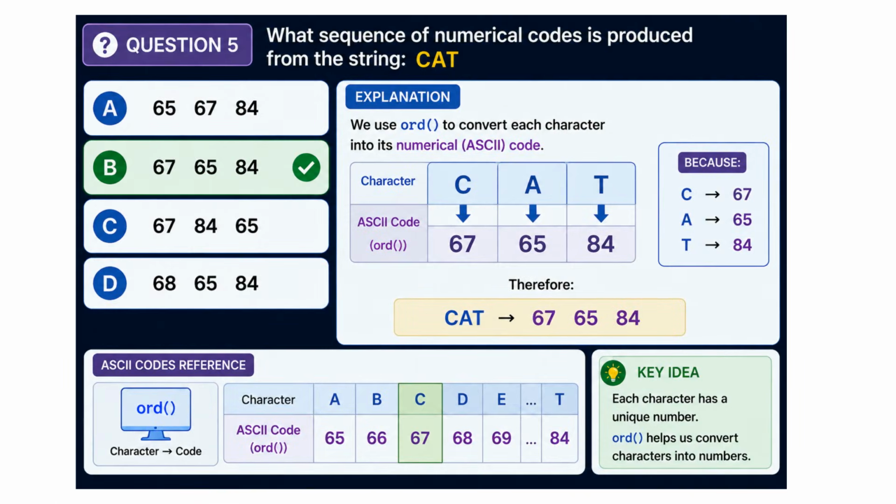Now, let's look at question 5. What sequence of numerical codes is produced from the string cat? The correct answer is B, 67, 65, 84. We use the ORD function to convert each character into its ASCII decimal code.